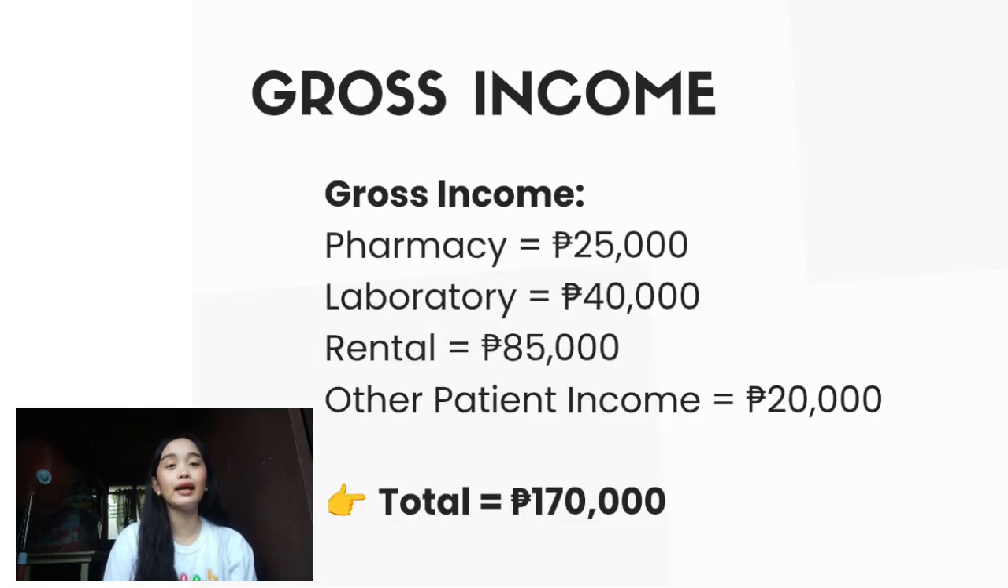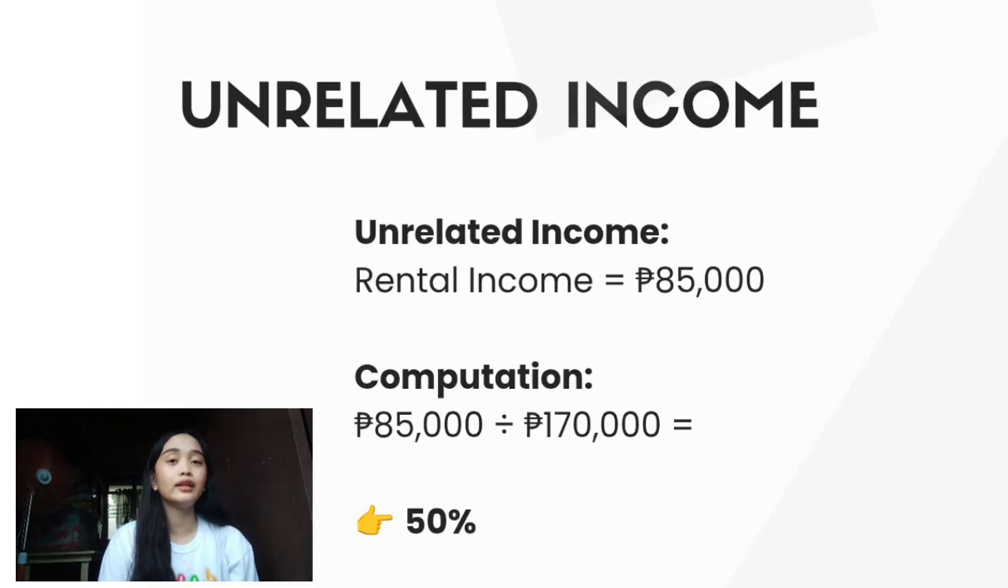So first, we identify the total income of the hospital. So the hospital earned 25,000 from pharmacy, 40,000 from laboratory fees, 85,000 from rental income, and 20,000 from other patient services. When we add all of this, the total gross income is 170,000. Next, we identify the unrelated income. So the unrelated income in this case is the rental income amounting to 85,000.